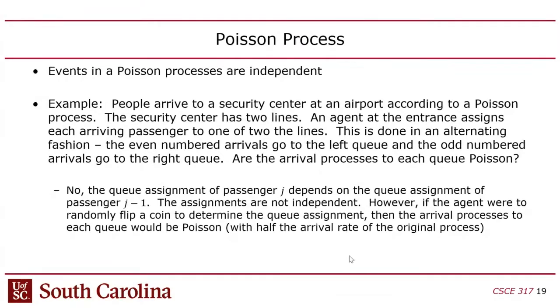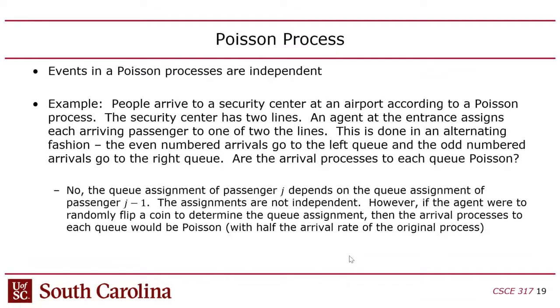Events in a Poisson process are independent. I think I talked about that. Here's an example of what I mean by this independence. People arrive to a security center at an airport according to a Poisson process. The security center has two lines. An agent at the entrance assigns each arriving passenger to one of the two lines. This is done in an alternating fashion.